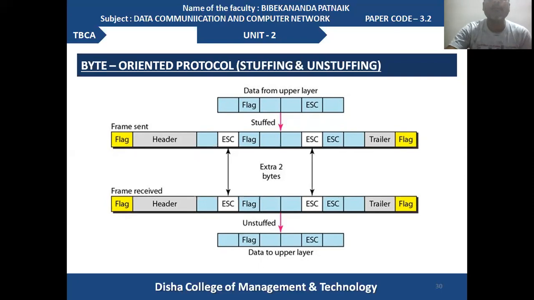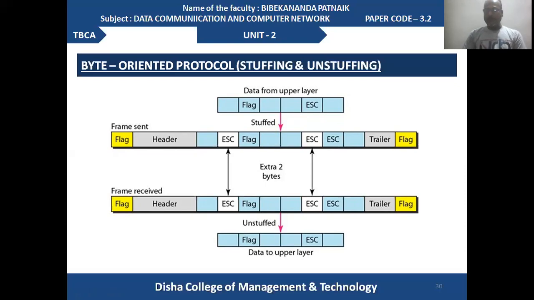First is called the data from the upper layer, and this is basically called the frame. The frame normally contains first the sending frame flag, followed by the header, then followed by the data, and one escape character is required, then followed by flag, followed by escape, then escape and trailer and flag. So in this case, basically, in the byte-oriented protocol.